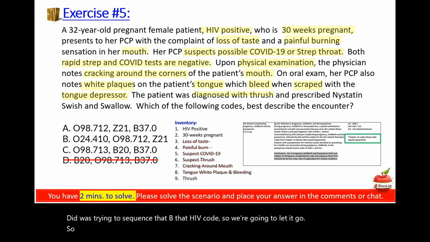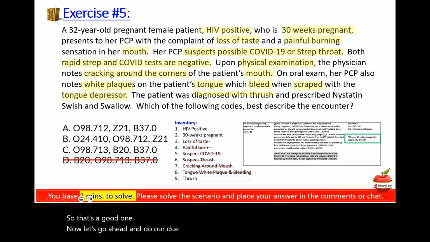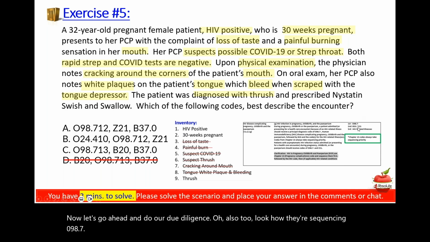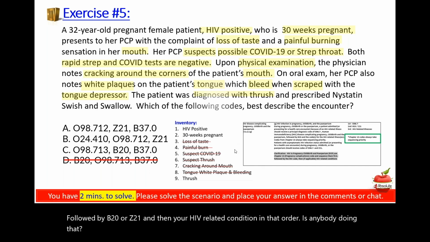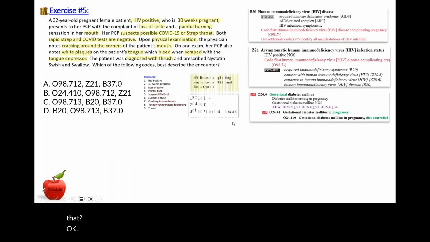So that's a good one. Now, let's go ahead and do our due diligence. Oh, also look how they're sequencing: O98.7, followed by B20 or Z21, and then your HIV-related condition, in that order. Is anybody doing that? Okay. All right, there's the sequencing order.